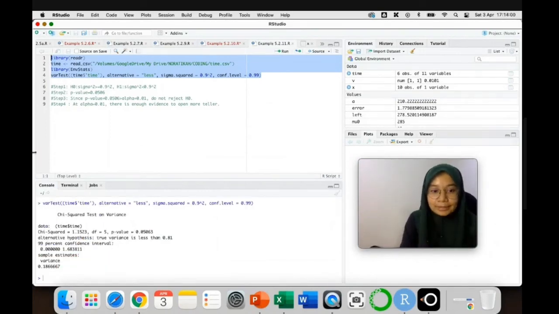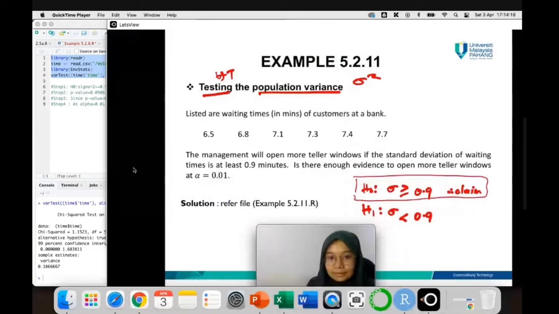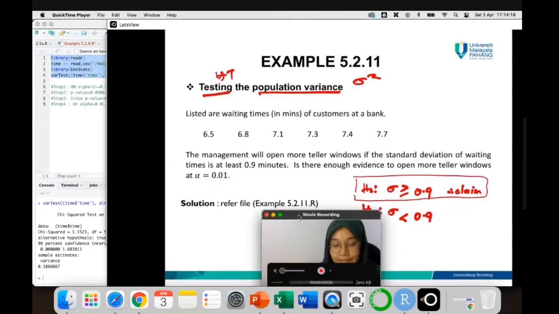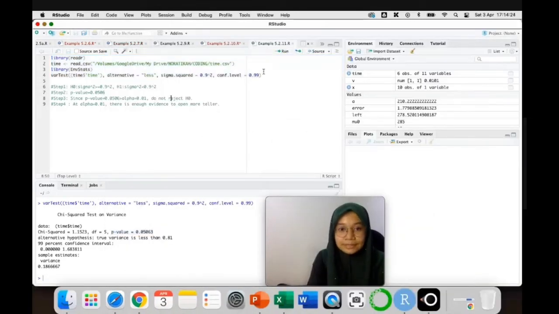Dan so you akan dapat P value dekat sini. P value is equals to 0.0506. So 0.0506 is greater than alpha 0.01. So dia guna alpha 0.01 tau. Kalau dibaca balik sini. Alpha 0.01. So if alpha 0.01, confidence level 99%. So confidence level 99%, ubah dekat sini 0.99. So you dapat P value 0.0506. So since P value 0.0506 greater than alpha 0.01, do not reject H null.